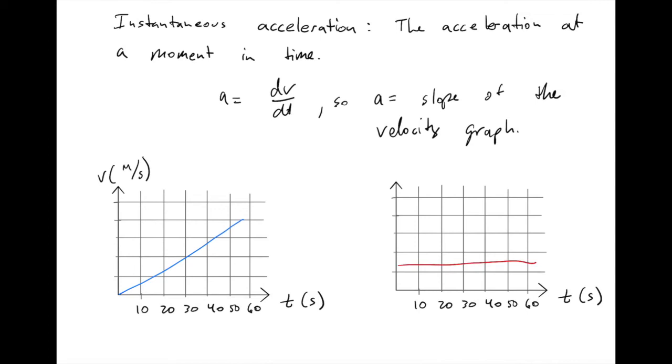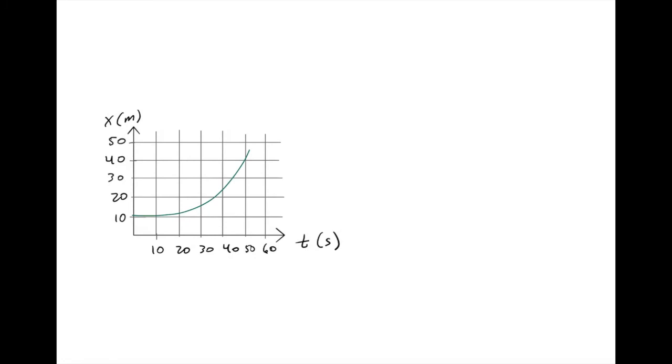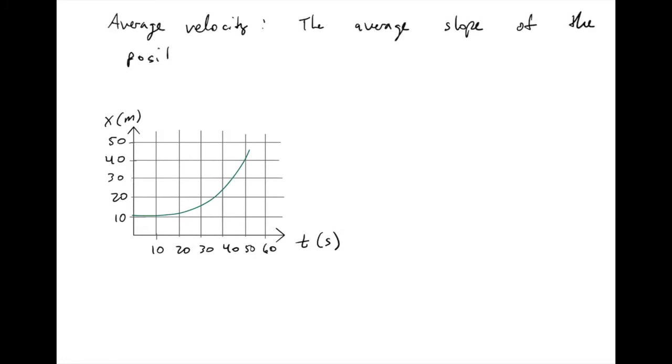And then we can also graphically represent or determine the average velocity. That's basically just the average slope of the position over some time period. In this case, let's try to determine the average velocity from 20 seconds to 50 seconds. We would draw a straight line connecting those two points and then determine the slope of that line.